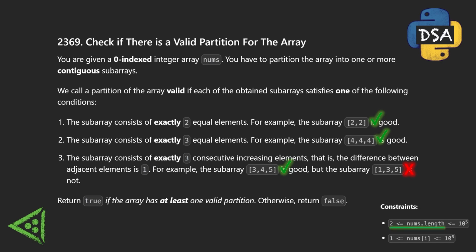Finally, take note of the constraints. Particularly that the minimum length of nums is 2. This will allow us to check for the first 2 elements before starting our loop, and we won't have to check the size of the array before accessing those elements.